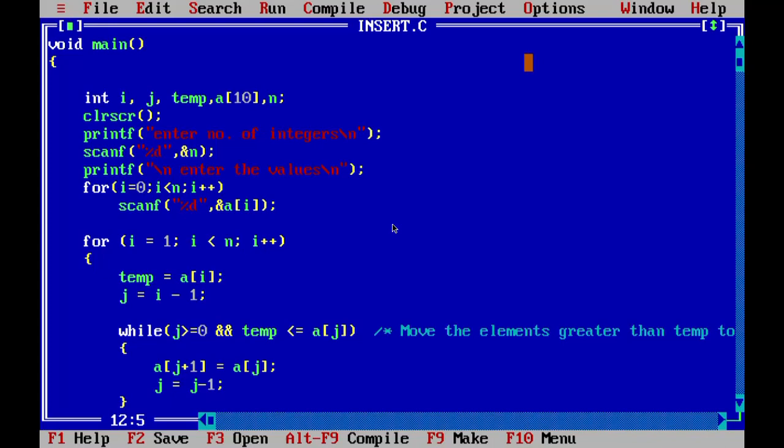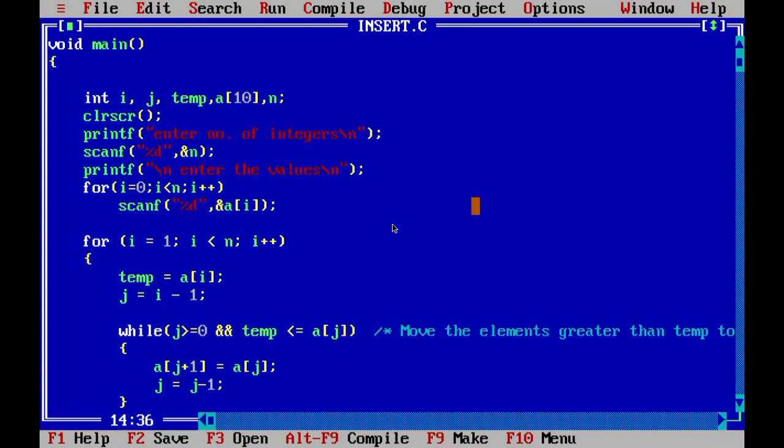So I am comparing two things now: while j is greater than or equal to 0, and temp is less than or equal to a[j]. What is there in temp? Temp contains 5. a[j] means what? a[0], the zeroth element, which is 6. 5 is less than or equal to 6. Yes, it is true. And j is greater than or equal to 0. Yes, j value is 0, and 0 is greater than or equal to 0. Yes, it is true. Since the logical AND operation is used, I can enter the while loop only when both the conditions are true. And in this case, both the conditions are true.